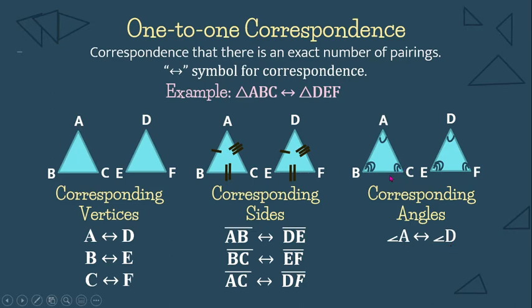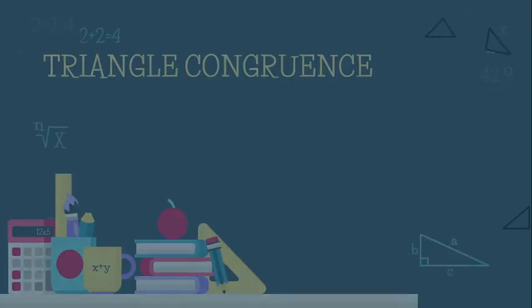So, ito namang dalawa, itong tatlo, angle B corresponds to angle E. And angle C corresponds to angle F. So, that is one-to-one correspondence or yung correspondence natin.